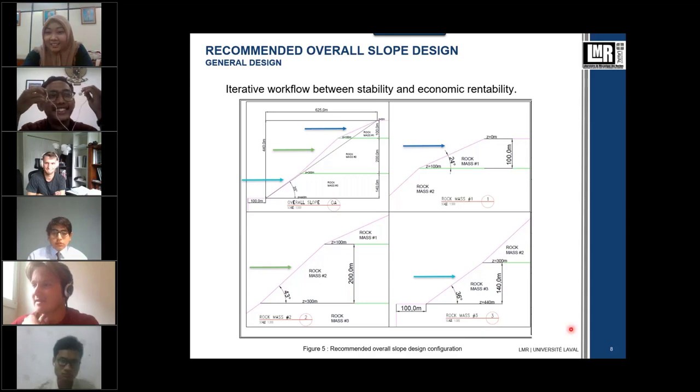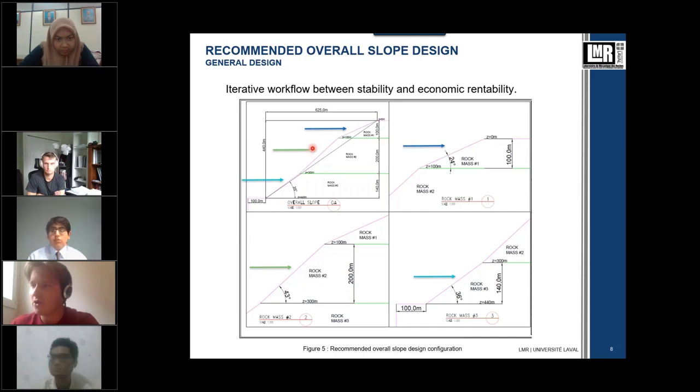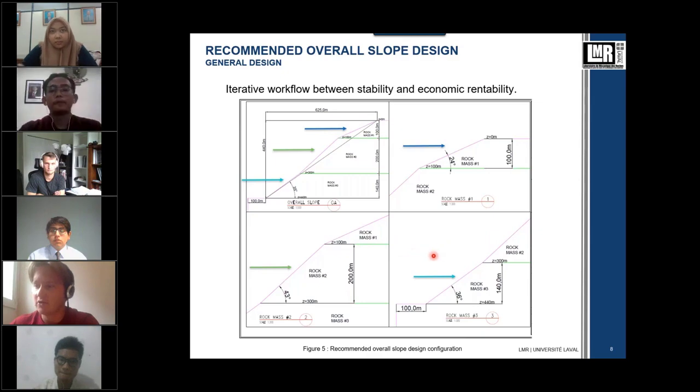This overall slope design is presented here on figure 5, with a total depth of 440 meters and an average slope of 35 degrees, with each rock mass unit having a different slope angle because of their geotechnical properties, especially the friction angle and the cohesion. Top left here presents the whole slope, and the 3 other windows present each section of the slope as represented by the arrows.